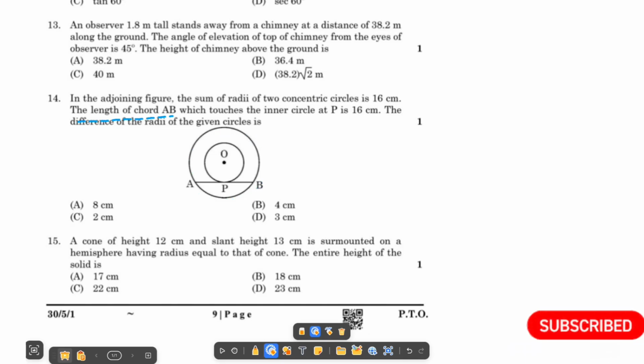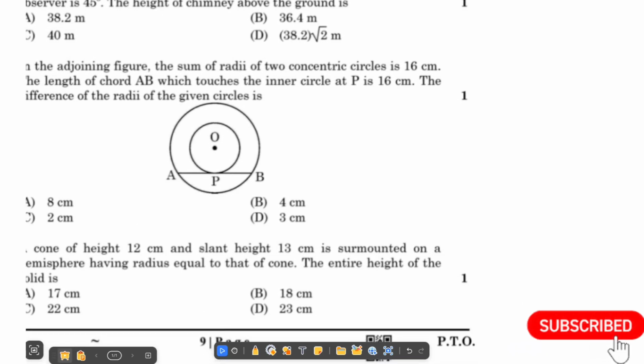The length of the chord AB which touches the inner circle at P is 16 centimeters. So the length of chord AB is given. This AB is touching the inner circle at P, so that means AB is a tangent to the smaller circle. What is the difference between the radii of the circles? We have to find the difference between the radii of the circles. So let's try to find it.